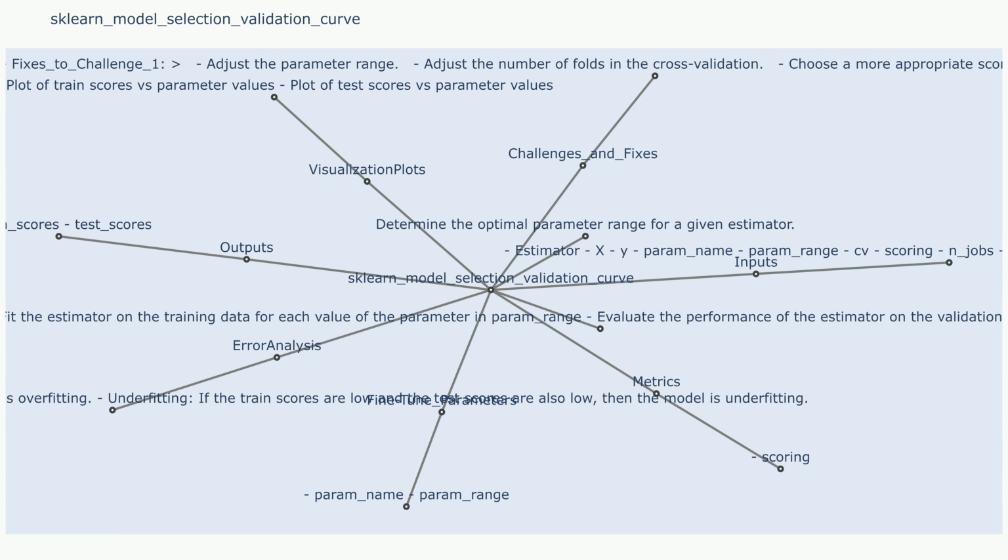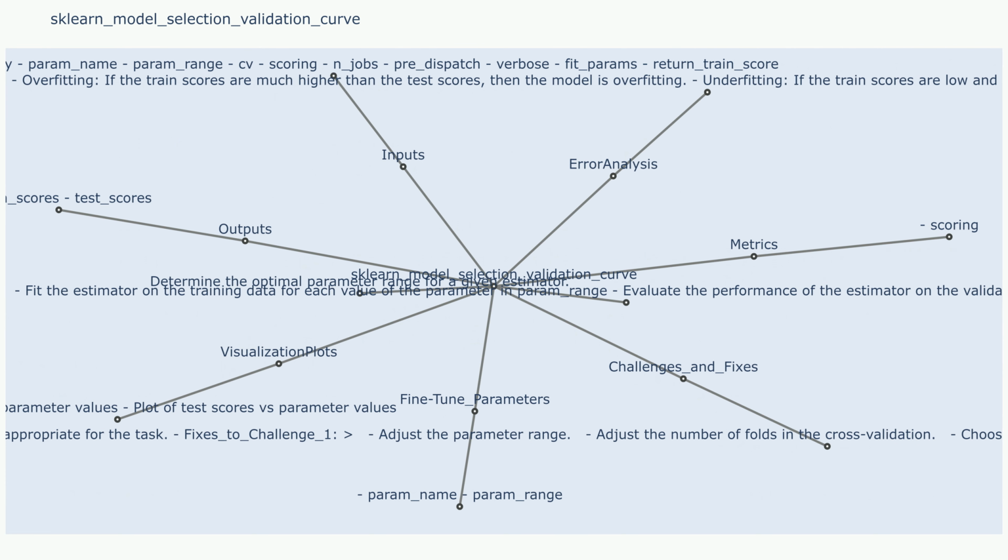Uncertainty methods. Error bars: the validation curve function often provides error bars or confidence intervals to represent the uncertainty in the performance estimates. This helps assess the reliability of the results. Standard deviation: you can calculate the standard deviation of the scores across different folds for each hyperparameter value to quantify the variation in performance. Challenges and fixes.